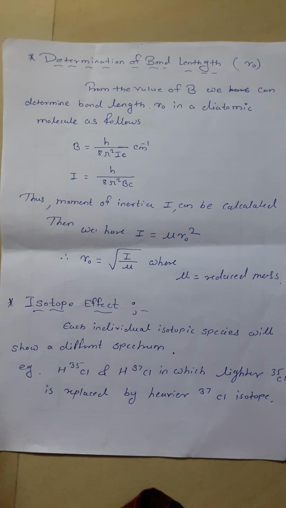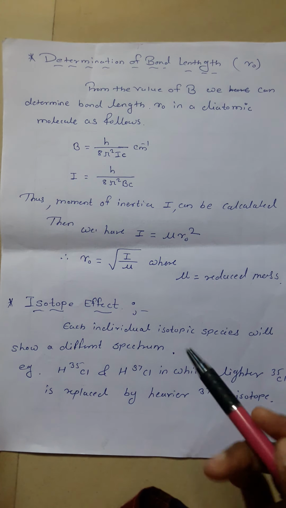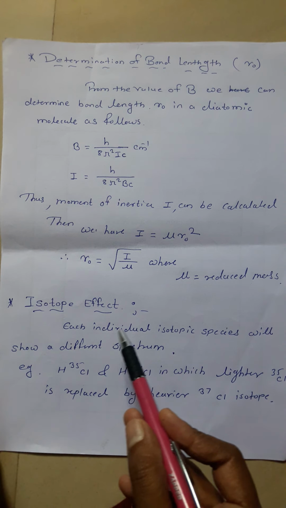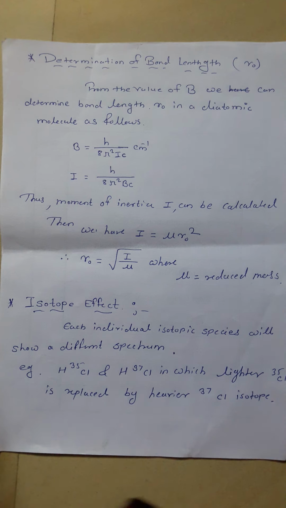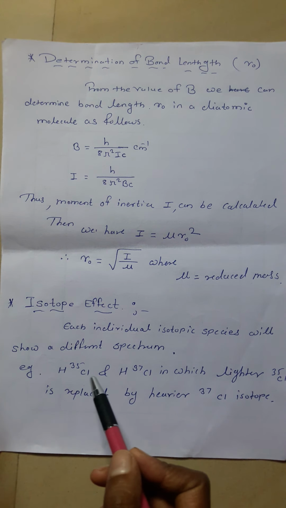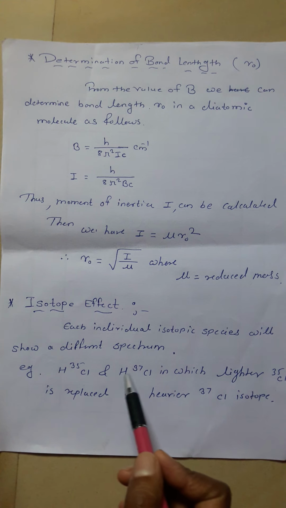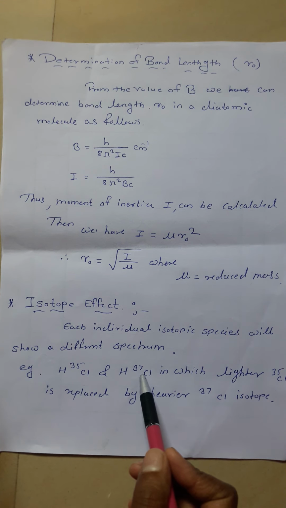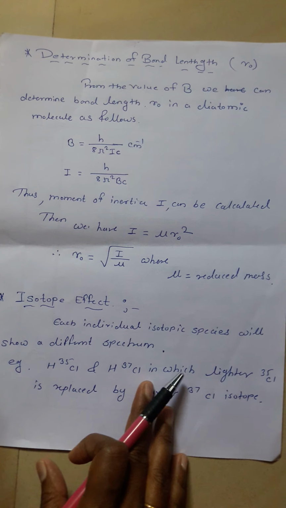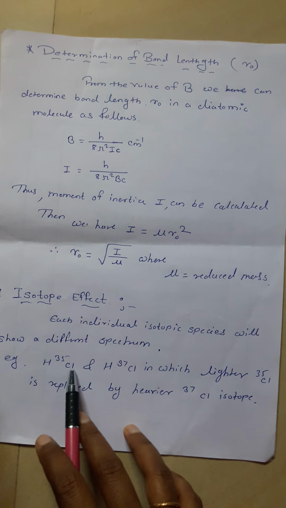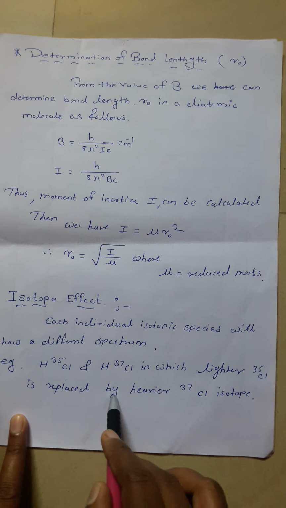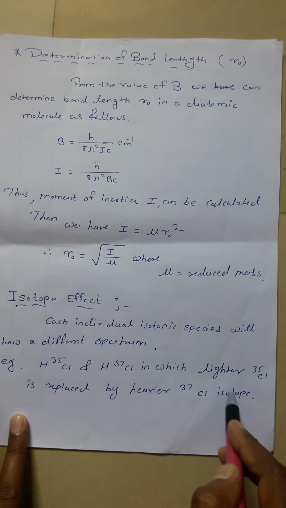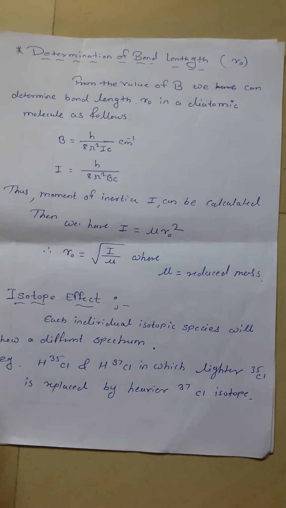Each individual isotopic species will show a different spectrum. For example, HCl35 and HCl37, in which the lighter Cl35 is replaced by the heavier Cl37 isotope. Then what happens?